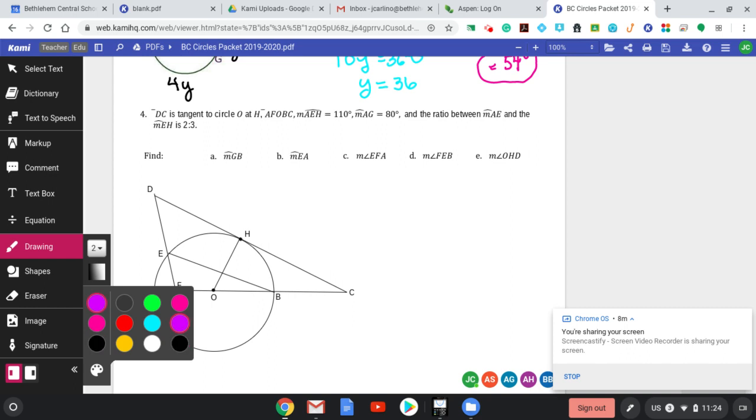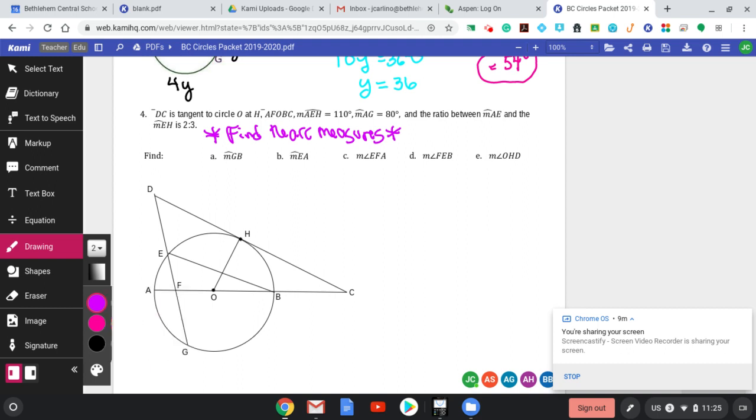Here you go. Make sure we have this concept down. The key to success on these multiple part circle questions is the following. Find the arc measures. If you know what the arc measures are, you guys are on your way. Find the darn arc measures. If you know the arc measures for all the arcs, you're in good shape. Okay, so let's try to do that.